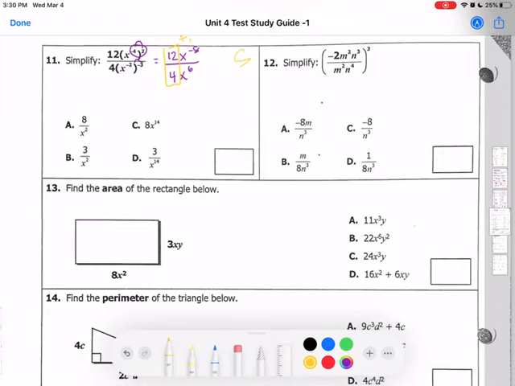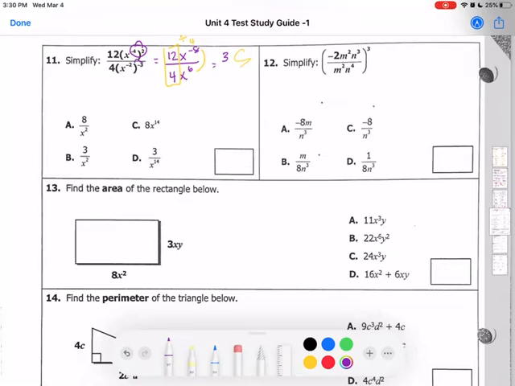My pen has given up on me. There we go. And then I have negative 8 minus 6. So 12 divided by 4 gives me a 3 on top. And then 4 divided by 4 is 1 on bottom. So I really just have 3.